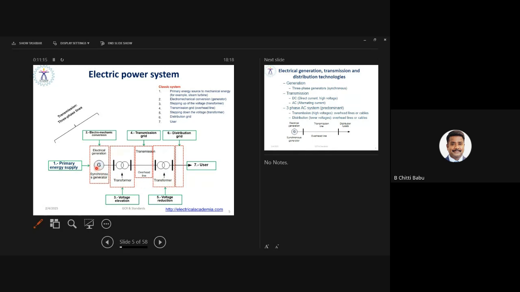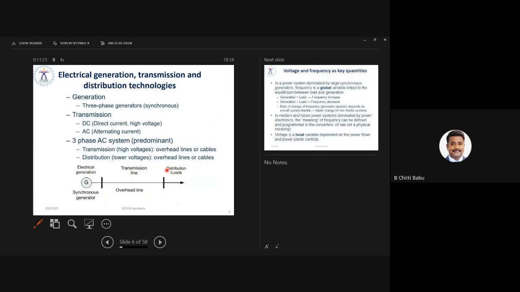whereas the voltage control is possible both in the generator power plant as well as in the transmission as well as the distribution system, right?